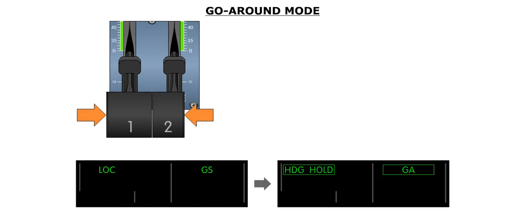When the go-around mode is engaged, the FMA will display a heading hold and go-around label on row 1 of columns 2 and 3 of the FMA, respectively. Note that the green box will appear around both labels to indicate the mode change. The box is removed after 7 seconds.